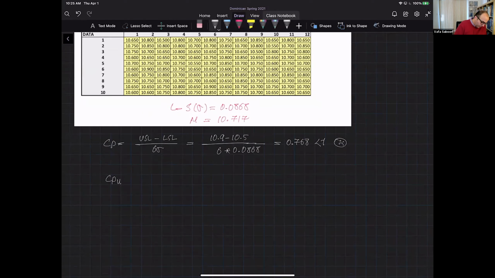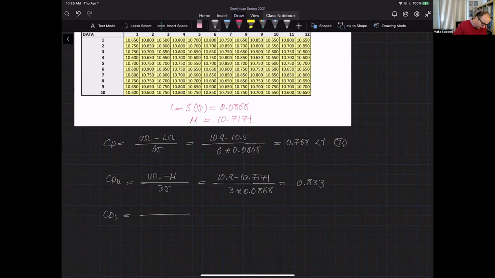We calculate CPU and CPL, okay? So CPU is USL minus mu, divided by three sigma, okay? So my USL is 10.9 and my mu is 10.7171. And this divided by three sigma. So three times 0.0868. That will give me 0.833.